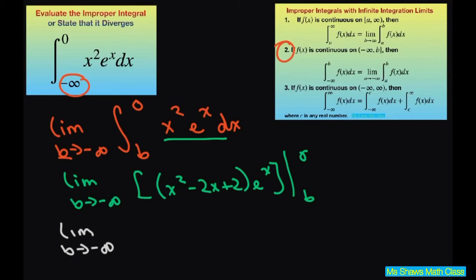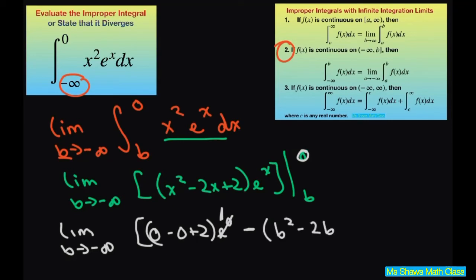So the only thing you need to know, we're going to start with the 0. So if you plug in 0, we get 0 minus 0 plus 2, and e to the 0 power is 1. So that's just 2. Minus, now substitute in your b. So you have b squared minus 2b plus 2, and then we have e to the b power. All right, so this first part is just going to equal 2.